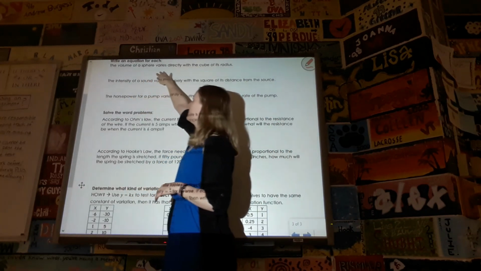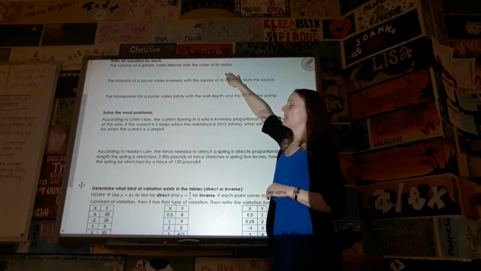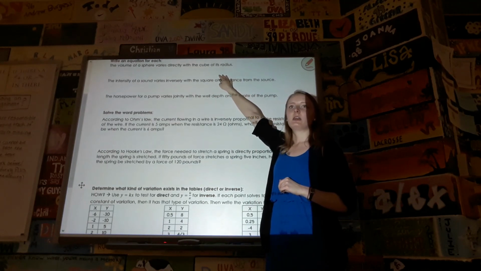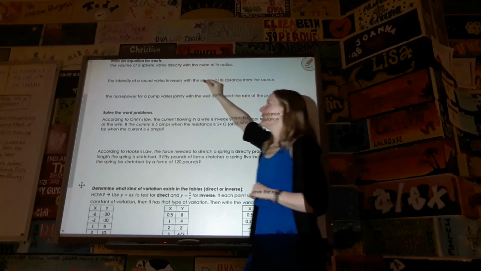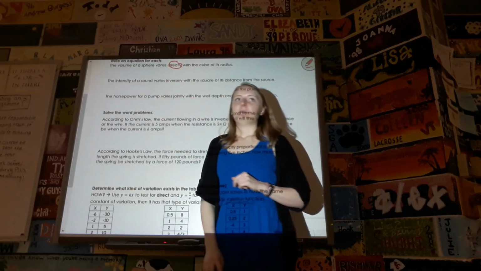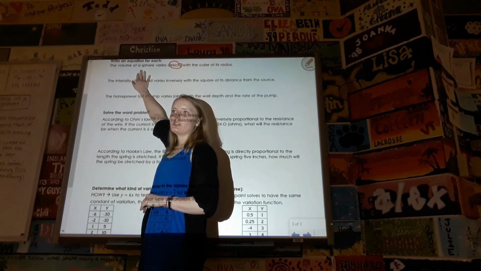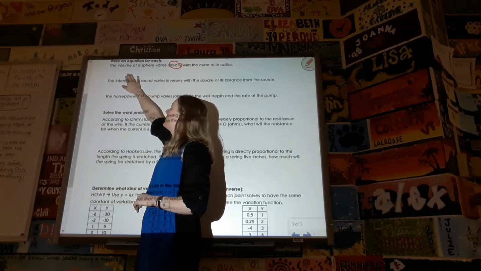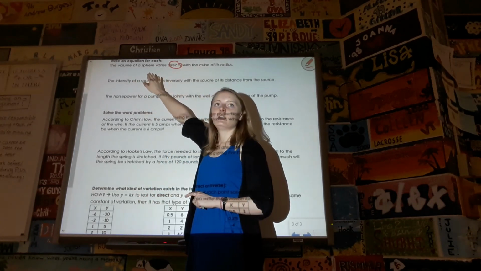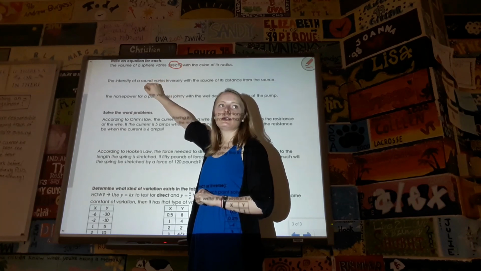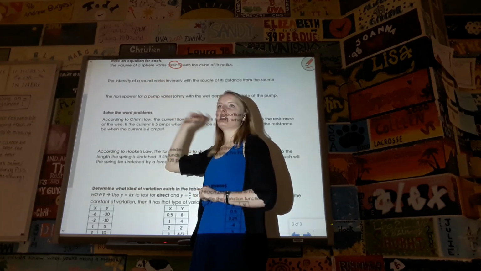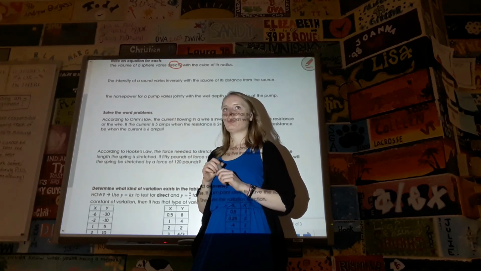The volume of a sphere varies directly with the cube of its radius. What's that word in here that's going to tell us what kind of variation? Directly. Okay. Now, what variable should I use to represent the first value over here? The volume of a sphere. What variable would work best? No. What variable is a common sense representative of volume? V.